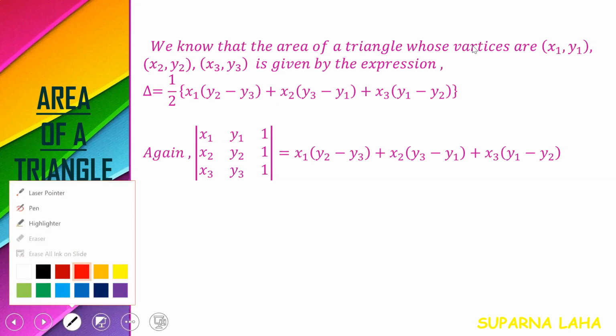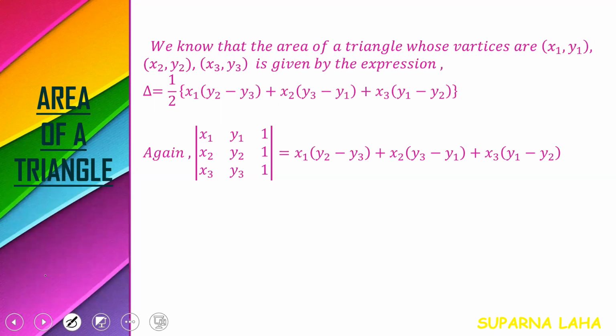Now look at this value and this value. They're equal, right? So we can write that half of this determinant is the area of the triangle. So the area of a triangle, if the 3 vertices are given, is half into this order 3 determinant, whose elements are x1, y1, 1, x2, y2, 1, x3, y3, 1.